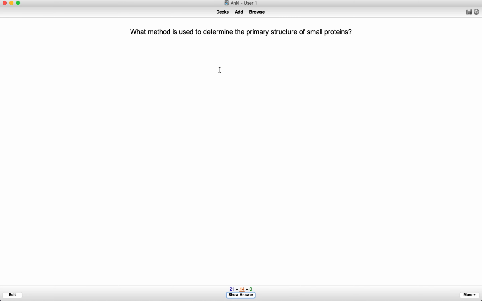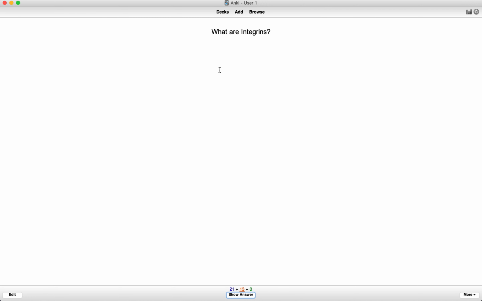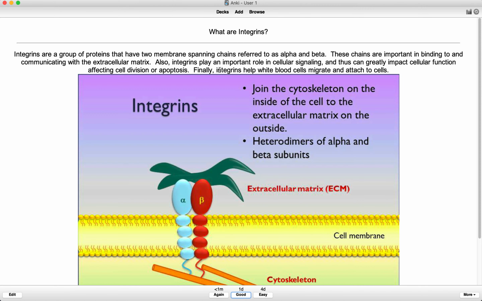So for small proteins that are 50 to 70 amino acids in length, we use something called Edman degradation, which rips off an amino acid from the N-terminus one at a time and sends them to a mass spectrometer to identify the amino acid. Integrins are proteins that contain alpha and beta chains, and they are what link the cytoskeleton of the cell to the extracellular matrix of the cell.